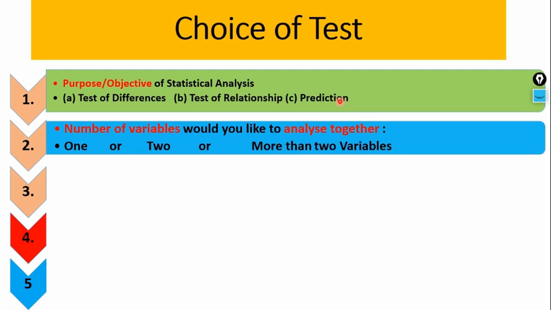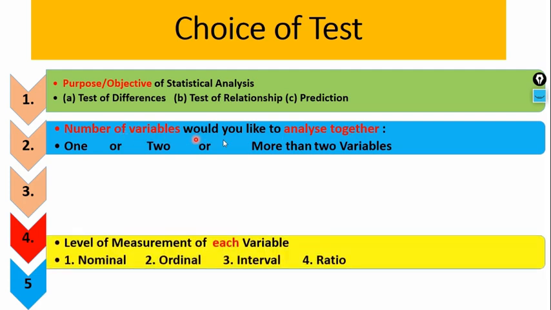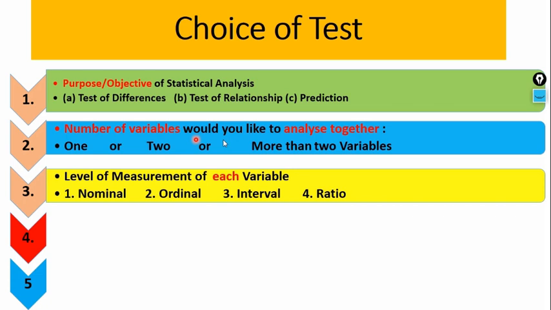Then the next step: the number of variables you would like to analyze together. One variable, two variables, or more than two variables? Friends, I am discussing how many variables you would like to analyze together. Then the level of measurement of each variable. You should know whether your variable is on a nominal scale, ordinal scale, interval scale, or ratio scale, for each variable in this data set.